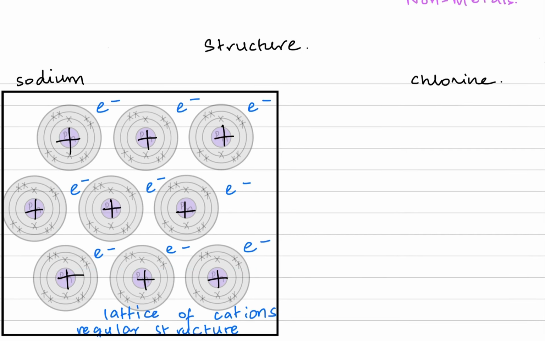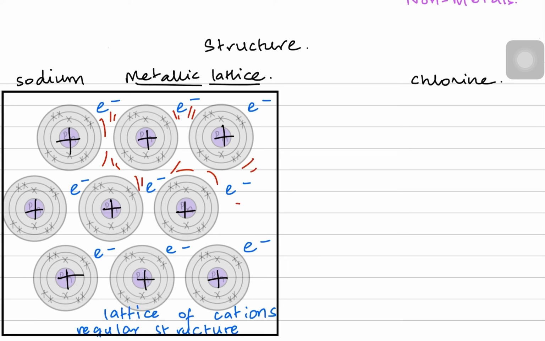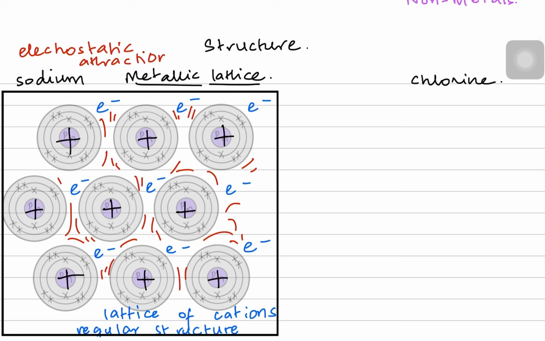This is the idea of a metallic lattice. A metallic lattice has a lattice of cations, where lattice means a regular structure, and a sea of electrons. Positive and negative attract each other through electrostatic attractions. So the attraction in the lattice is the electrostatic attraction. These electrostatic attractions are really strong, and that is why metallic lattices are really, really hard. Stronger metallic lattices have stronger attractions.